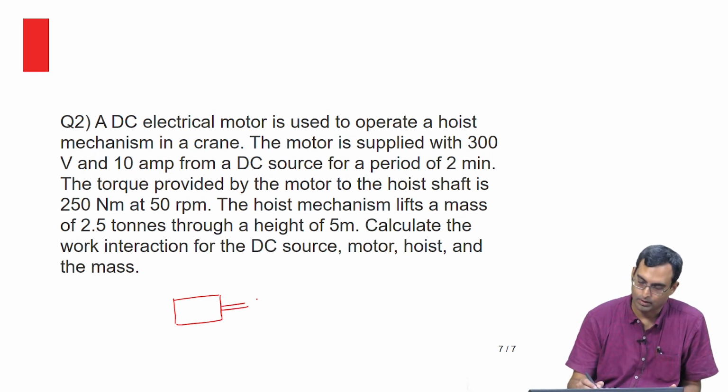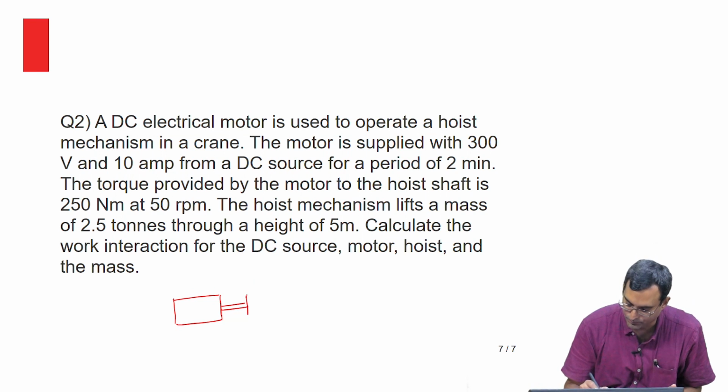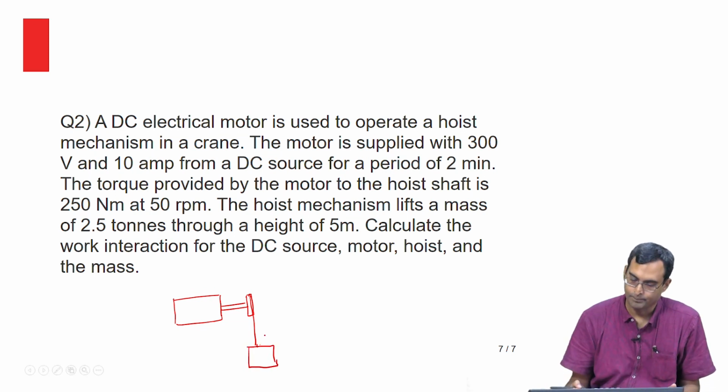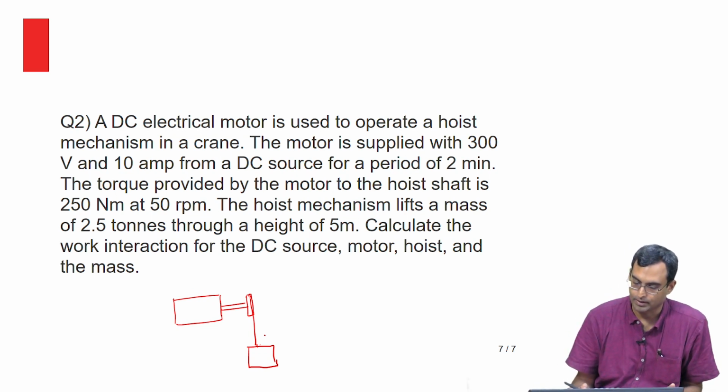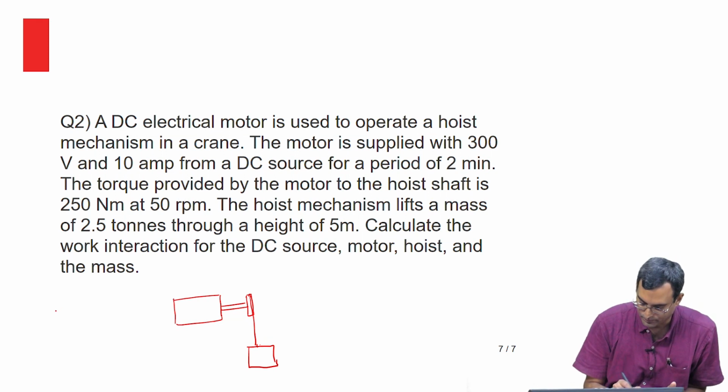And this is going to operate a hoist mechanism. So, we have some kind of a pulley and we have a rope, and this is going to lift some mass. So, the motor is supplied with 300 volts and 10 amps from a DC source. So, we have some kind of a battery.